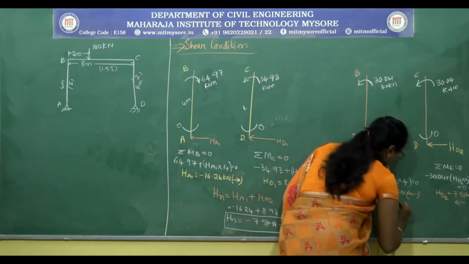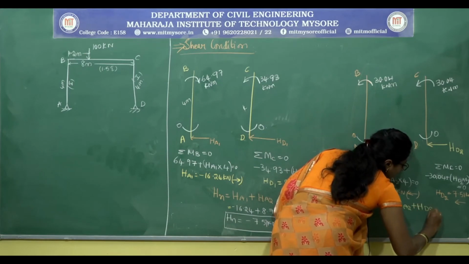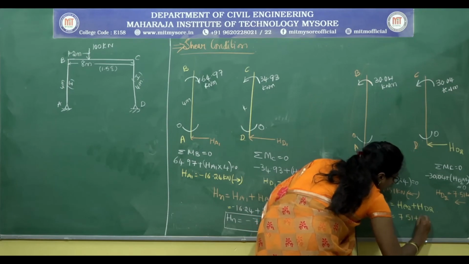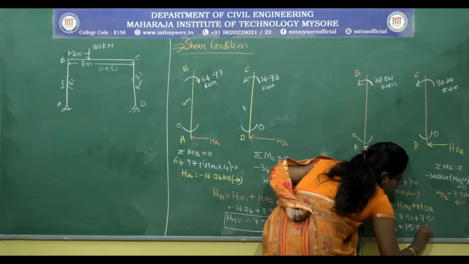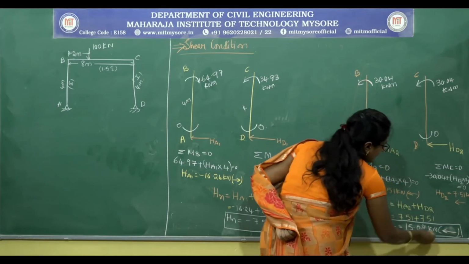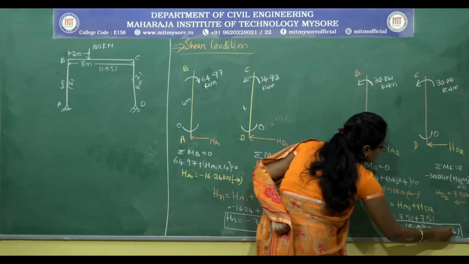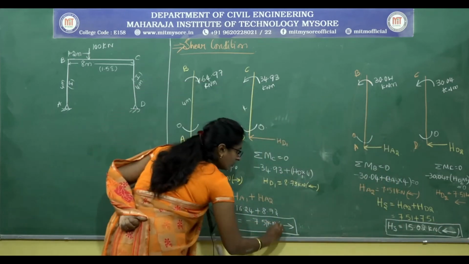So, HS is equal to again HA2 plus HD2, 7.51 plus 7.5, HS equal to 15.02 kilonewton. So this is acting in the positive direction, since it is positive, the assumed direction is right. Okay.